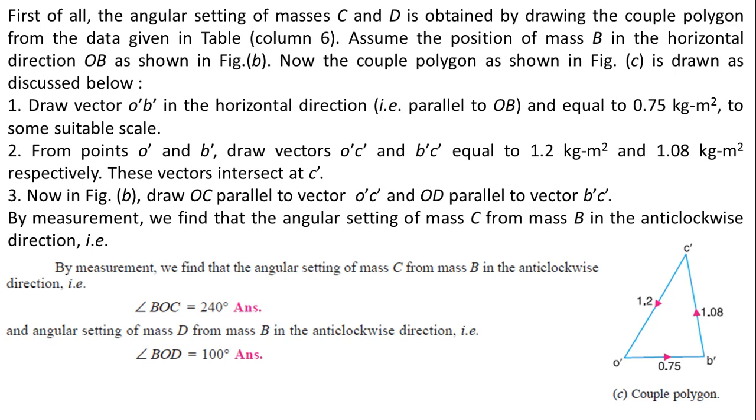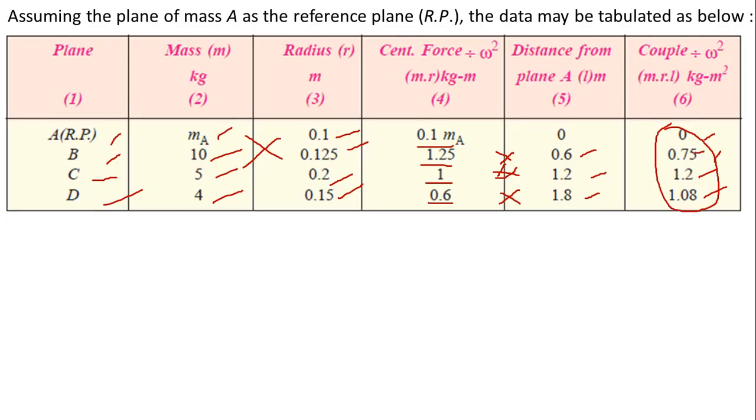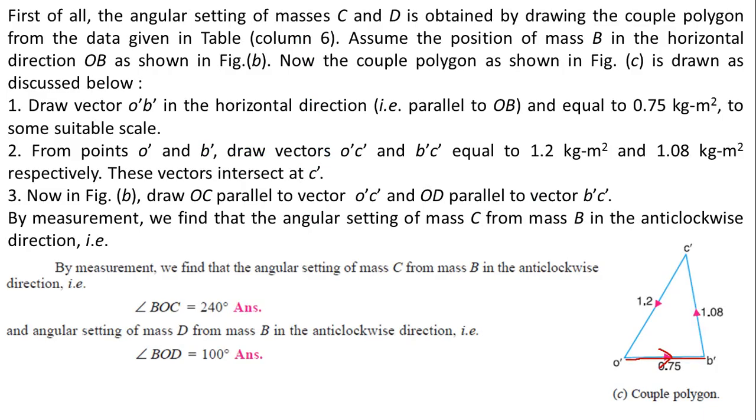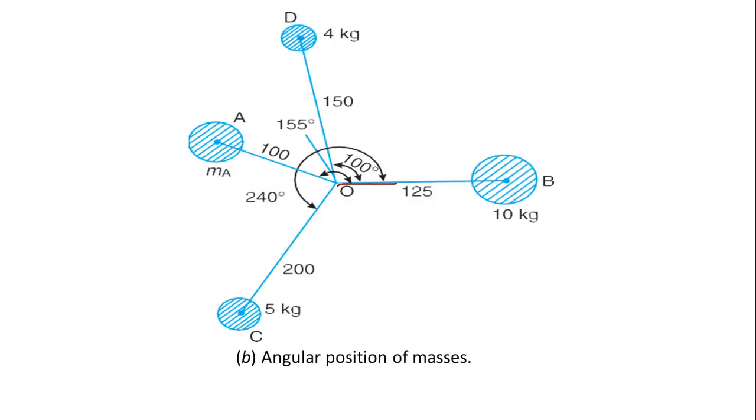For the couple polygon, we first have to draw the vector, that is, let us take O dash B dash with a given scale. So let us take B as nothing but horizontal. We start from OB and assume it as a horizontal line, so that we take it as 0 degree. Okay, so O dash B dash, the magnitude is already known to you, that is 0.75. Okay, so 0.75, then take a suitable scale and get 0.75, then draw parallel to AB. So let us take this one as default, only this is known to you.